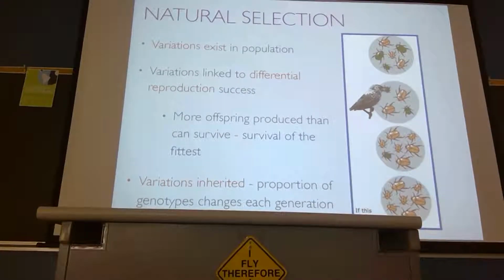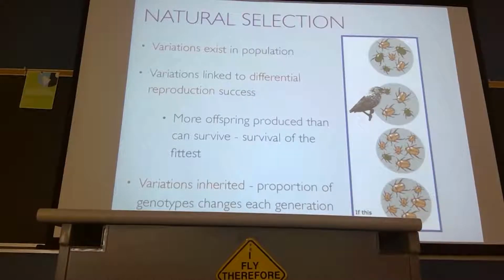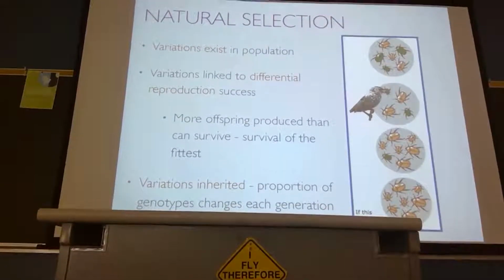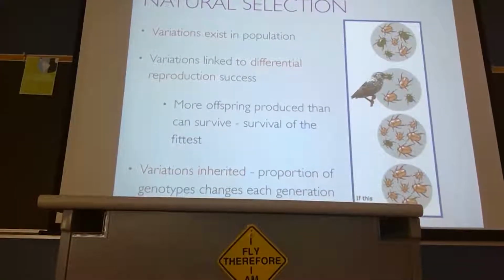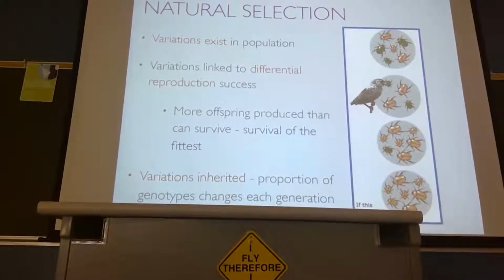So the 3 things are reproduction, heredity, and variation in fitness. You have to have variation in the population. There has to be reproductive differentiation, and reproductive survival and fitness. And those variations have to be heritable. And again, that reproductive differentiation and survival and fitness has to be linked to those variations.